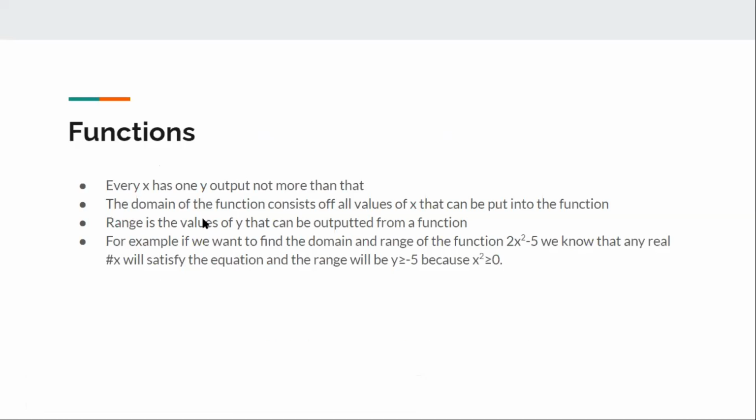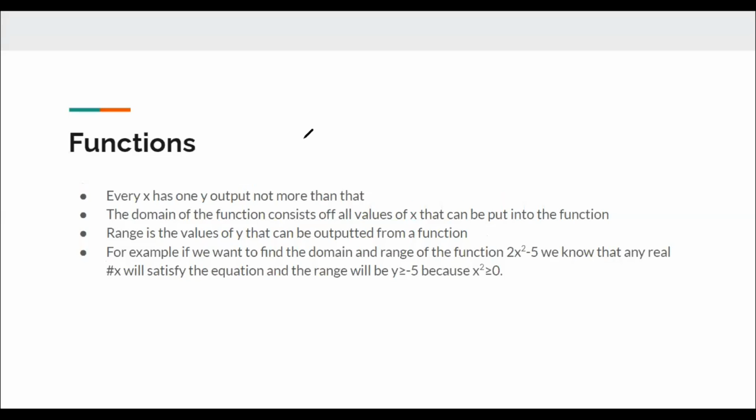Functions. So basically, a function is like an equation essentially where every x has one y output. So the domain of the function consists of all the possible y's that can be put into the function. You can think of a function as like a machine. If you input an x, you can only get one possible y. You can't get two y's, like y1 and y2. That's not possible. That's not going to be a function then. That's basically what a function is.